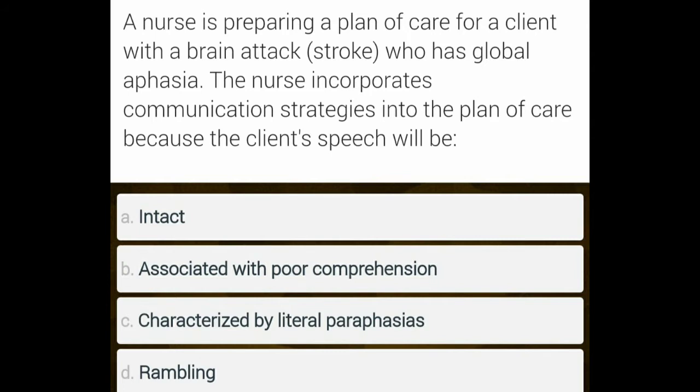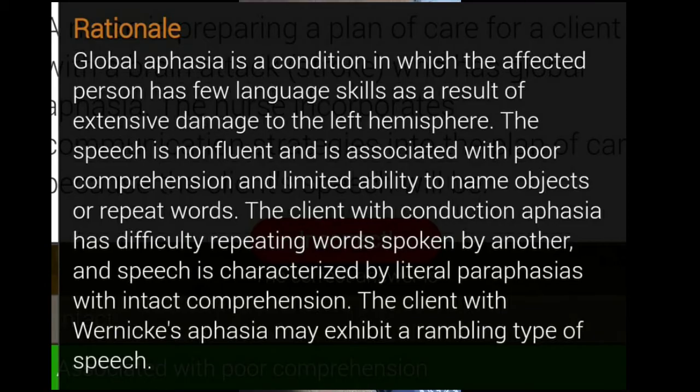Our patient has brain attack, and got global aphasia. So what is our answer? Our answer is B, associated with poor comprehension.